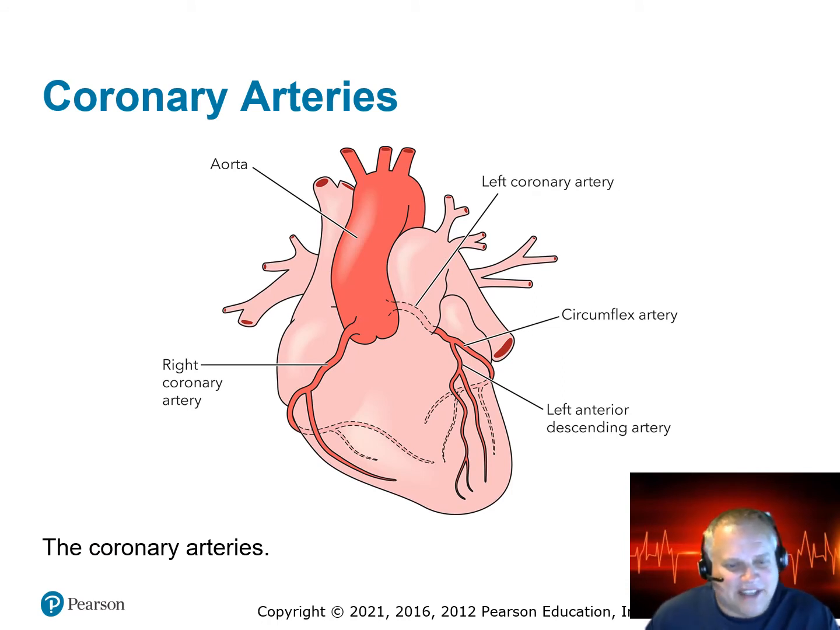So some basic understanding of the anatomy. You get the aorta, which is the first artery coming off the heart, sends the blood to the rest of the body. We have the right coronary artery, which goes around the right side of the heart, supplies the blood there. Then we have the left coronary artery that has the left anterior descending branch, and then the circumflex that goes around the back. So those are the three main arteries that feed the coronary muscle.